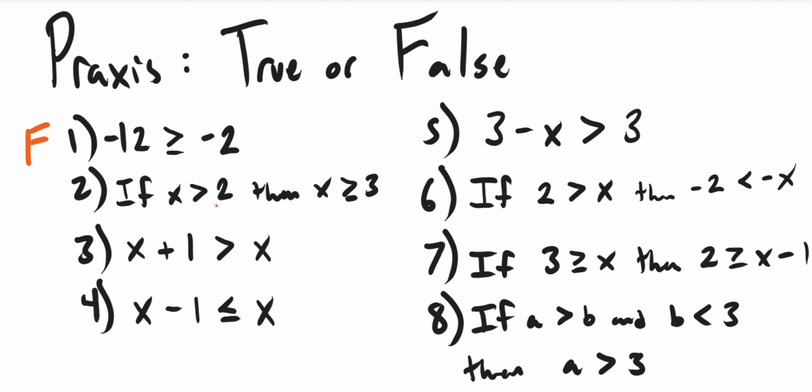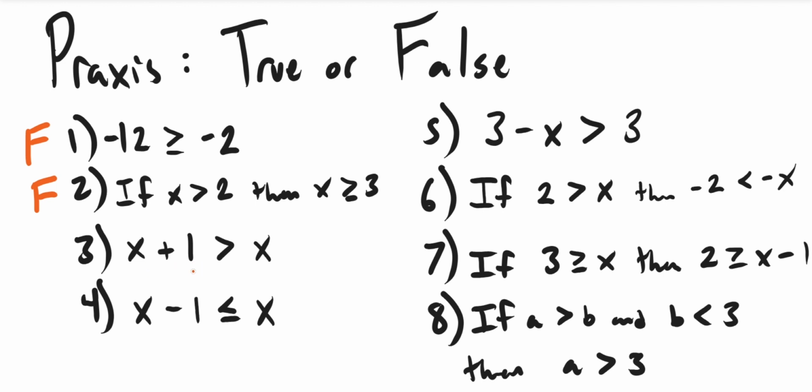If x is greater than 2, then x is greater than or equal to 3. Well, this might be true if I was only talking about whole numbers, but what about 2.5? What about 2.1? Any number between 2 and 3 will be bigger than 2 and yet less than 3. So this is also false. This is not true if we're talking about real numbers, although it would be true if we were talking about whole numbers.